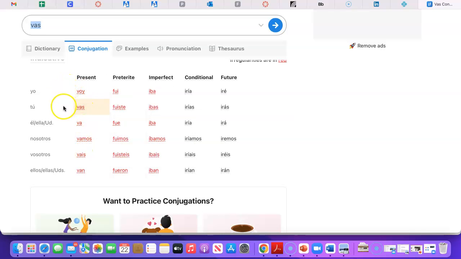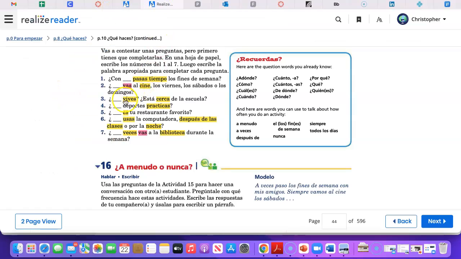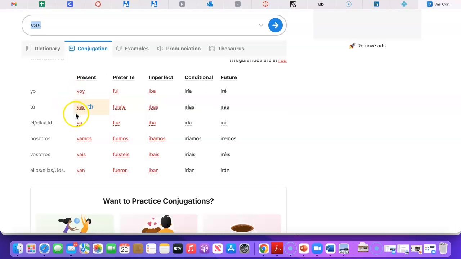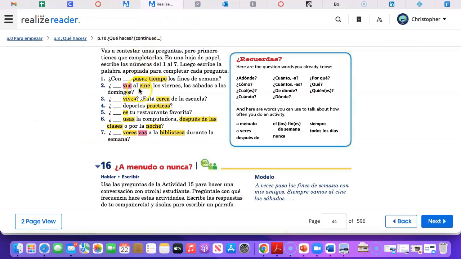Voy, I go. Vas, you go. Va, he, she, or you polite goes. Vamos, let's go, or we go. And van, they go, or you plural go. So again, all these questions are directed to you. So for number 2, I want to begin by saying, yo voy, right? I'm going from the tú form to the yo form. Yo voy al cine.